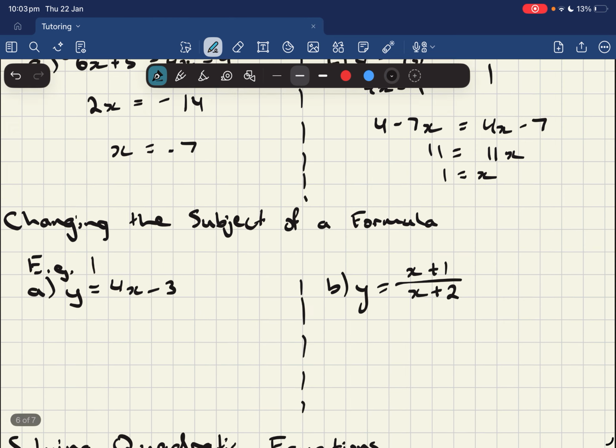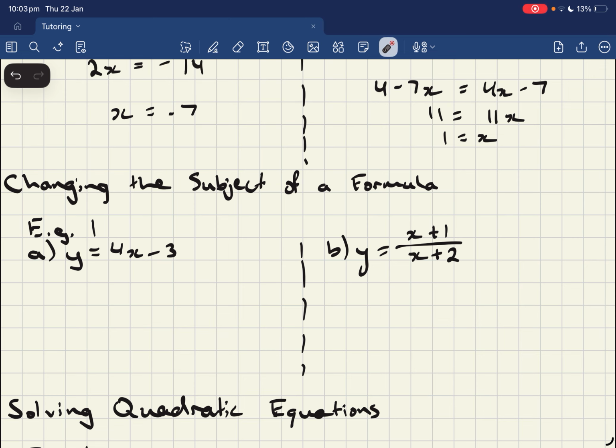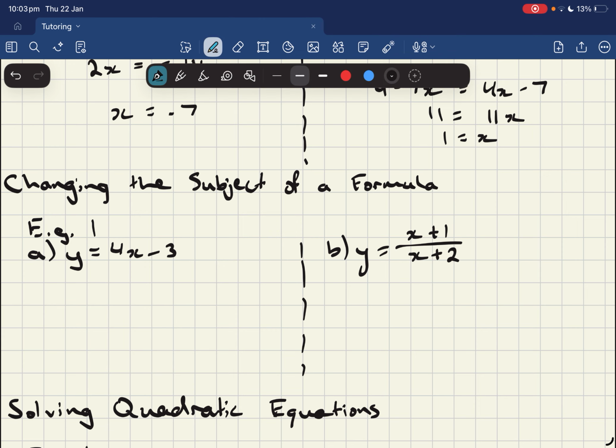Now in the next one, we are looking at changing the subject of a formula. So changing the subject of a formula just means getting one thing on one side with everything else on the other side. So currently, in this first example, y is the subject of the formula. We want to make x the subject of the formula. So we want to get everything else away from the x here. So first we can add the 3, which gives us y plus 3 equals 4x. And then we can divide both sides by 4. So I get (y plus 3) over 4 equals x. Now x is the subject of the equation.